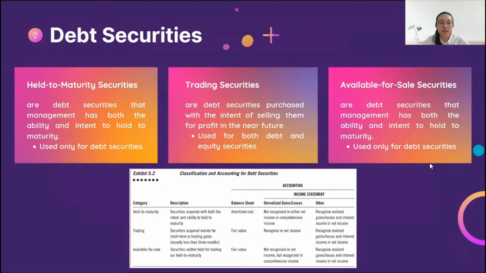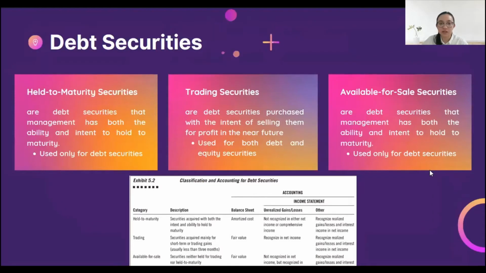Okay, now we are going to discuss the criteria for classification and the accounting for each class of debt securities. So there are three criteria for the classification of debt securities. The first one is held to maturity securities, then there is trading securities, and the last one is available for sale securities. I'm going to explain them one by one.